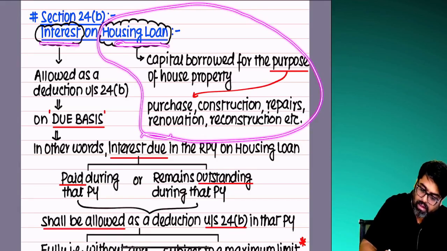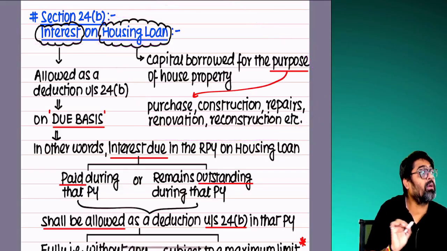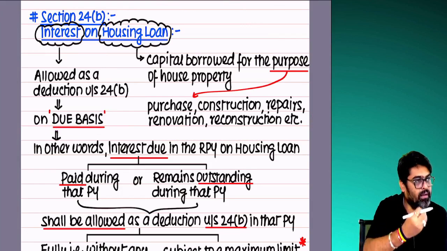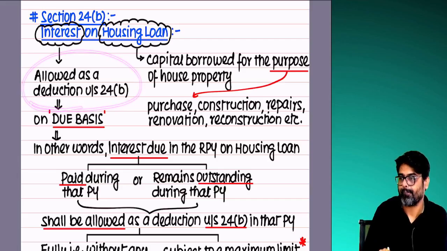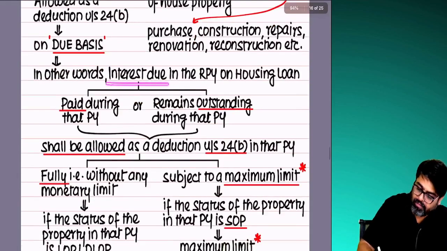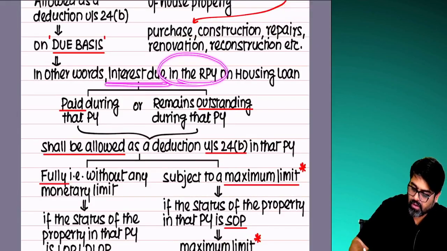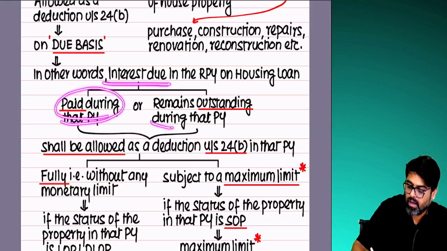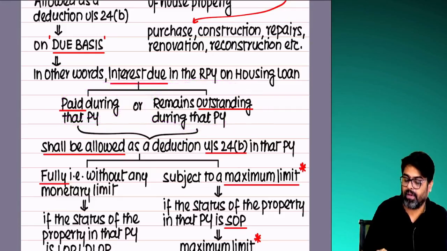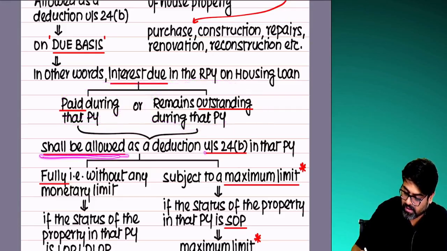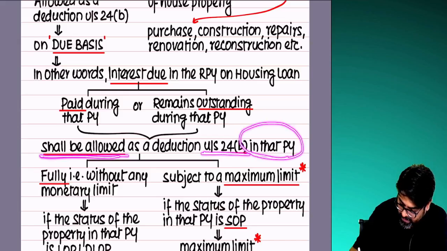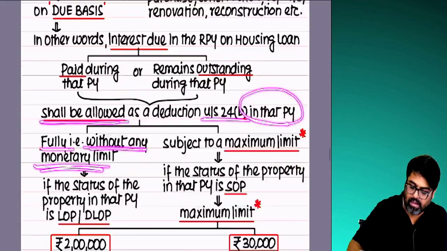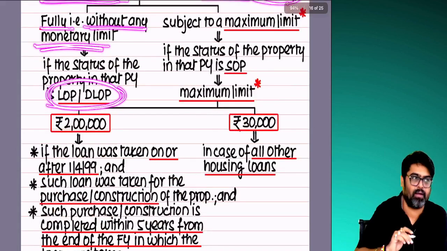On this housing loan, whatever interest becomes due in my previous year will be allowed as a deduction in my previous year under section 24B. So if the interest is due in the relevant previous year on housing loan, whether that interest is paid during the year or remains outstanding, it will be allowed as a deduction under section 24B in that same previous year, fully without any monetary limit, if the property is LOP.